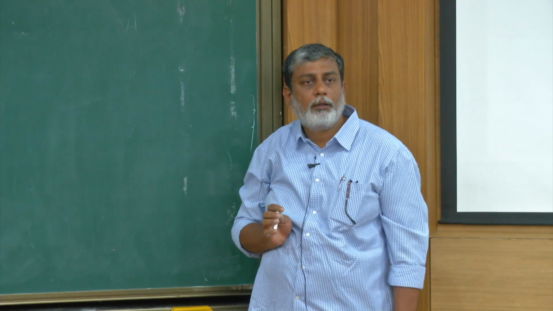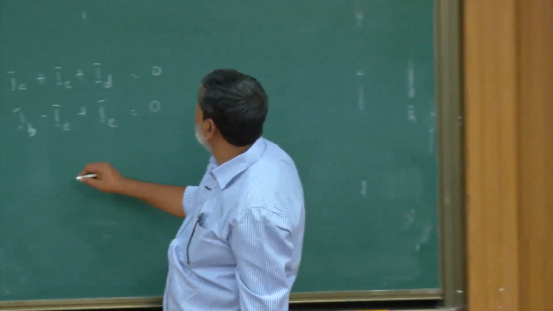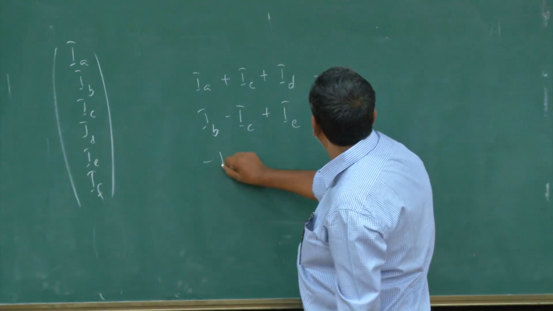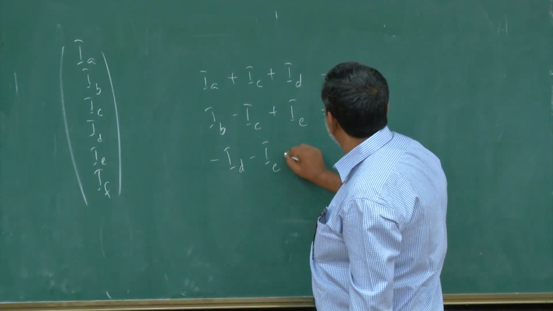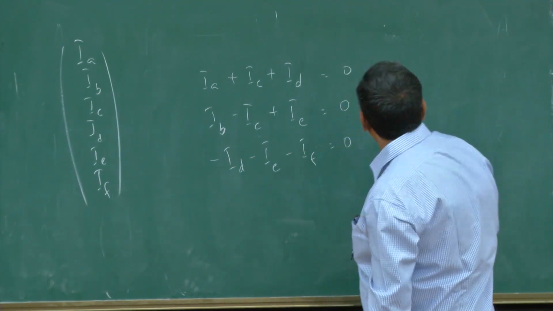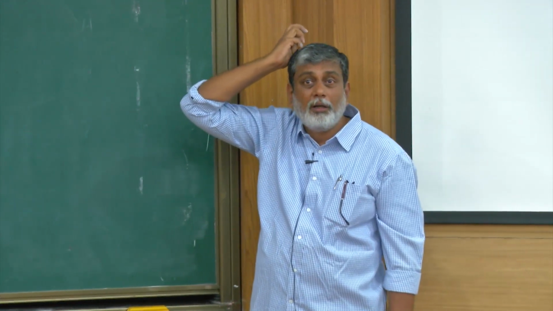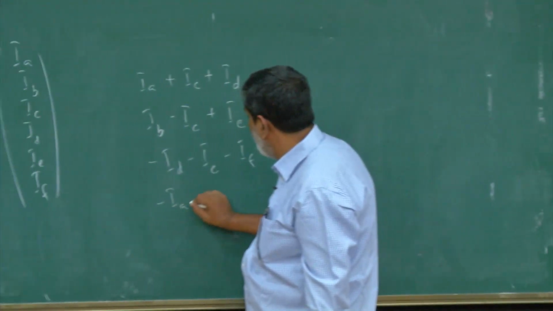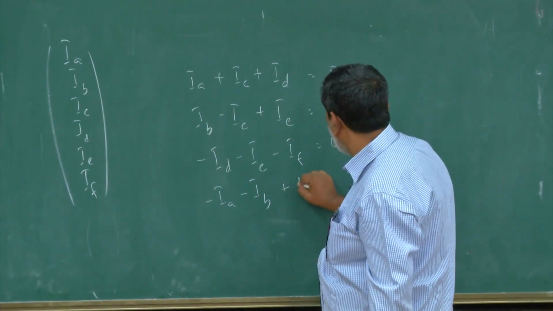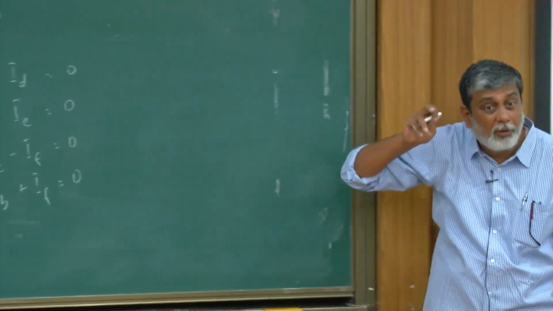Is this okay? Yeah? The third equation tells us minus ID minus IE minus IF equal to 0, but that's the Kirchhoff current law for the third node. Yeah, and the last equation tells us minus IA minus IB plus IF equal to 0, but that's the Kirchhoff law for the fourth node. Is that okay?